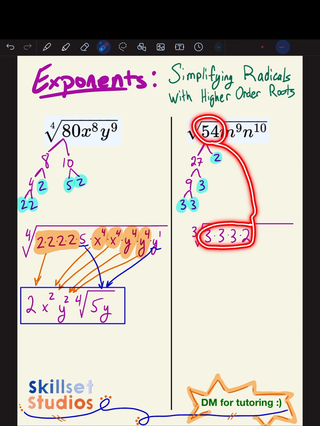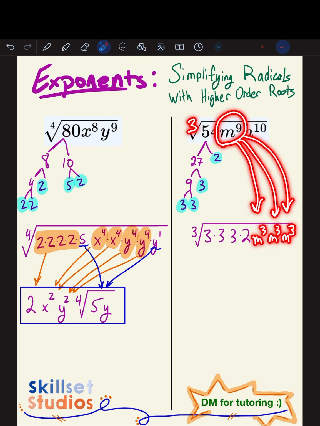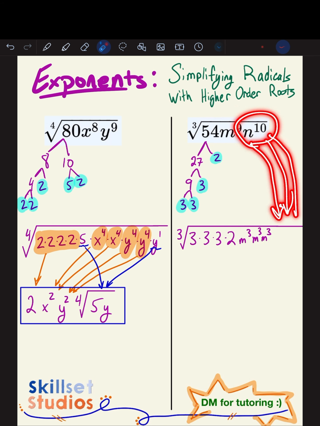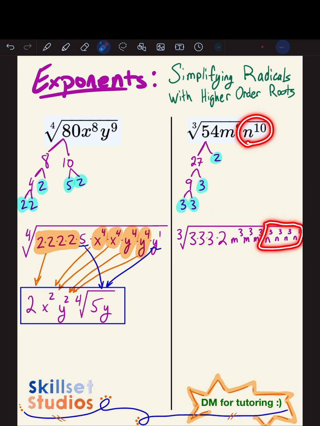Here's the 54 rewritten, and just like our last example, we know we can rewrite this as 9 m's, but we know we're looking for groups of 3, and so we could rewrite this as 3 groups of m to the 3. We could split up the n to the 10 in the same way, because n to the 3 three times would be n to the 9, so we would just need one more to make it n to the 10. So here's our 54 expanded, here's our m to the 9 expanded, and here's the n to the 10 expanded.